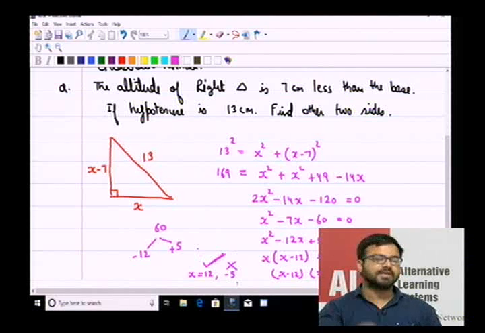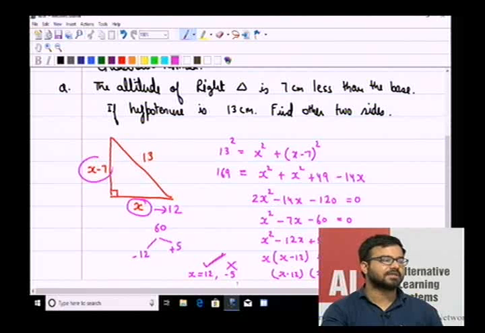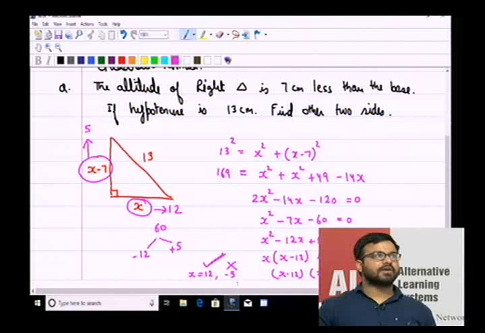So it means the base is 12, this value is coming out to be 12, and if this is 12, it means 12 minus 7, my perpendicular or the altitude will be 5. So 12 and 5 are the other two sides of the right angle triangle. Is that clear to all of you?